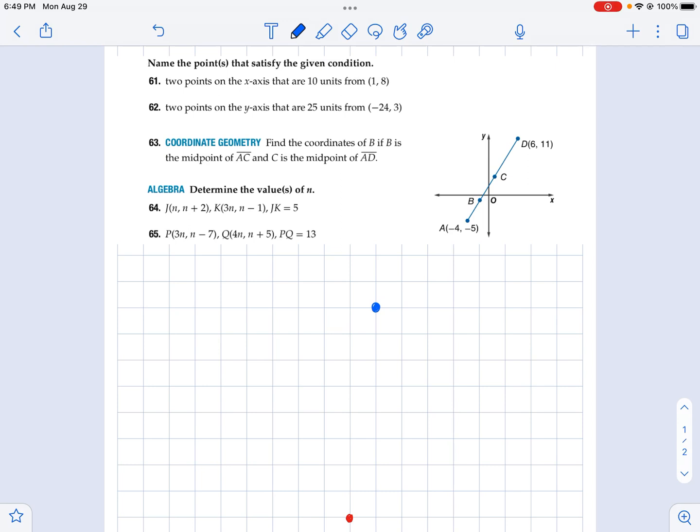Well, what does that mean? That means that if I were to do my Pythagorean theorem, or my distance formula, which is really just the Pythagorean theorem written a different way, I want this distance formula, the square root of x2 minus x1 squared plus y2 minus y1 squared, I want that to equal 10.